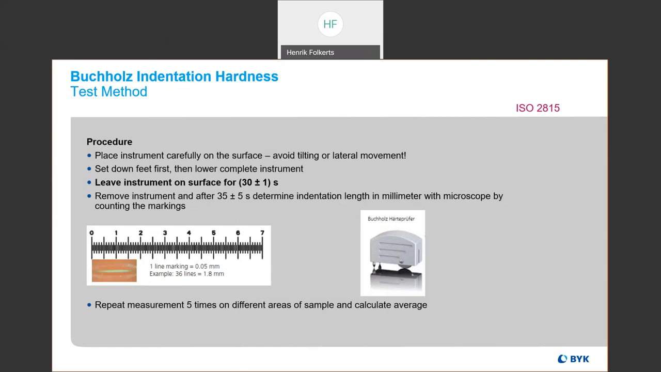Leave the instrument on the surface for 30 seconds plus minus one. Then remove the instrument, and after 35 seconds plus minus five, you can evaluate the indentation length in millimeters with a microscope. Here, in our example, the indentation length is 36 lines. One line marking is equivalent to 0.05 millimeters, resulting in 1.8 millimeters length. The measurement should be repeated five times on different areas of the sample. This is recommended by the ISO specification.